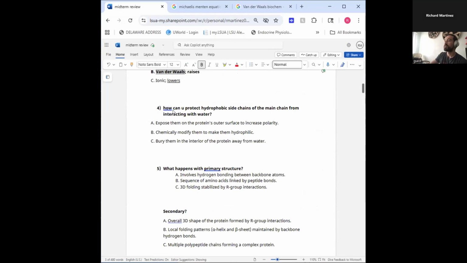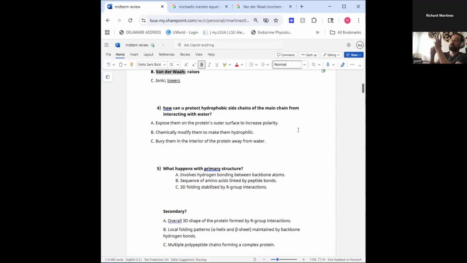Okay, give you a couple seconds for this one. But the question says, how can you protect hydrophobic side chains of the main chain from interacting with water? Okay, let's try to visualize this. So how can you protect the hydrophobic, so it means it does not like water, the side chains of the main chain from interacting with water? Hydrophobicity means that it doesn't want to be around water. So if the outside is water, the inside is not water, isn't it going to want to pack inside and stay away from the outside?